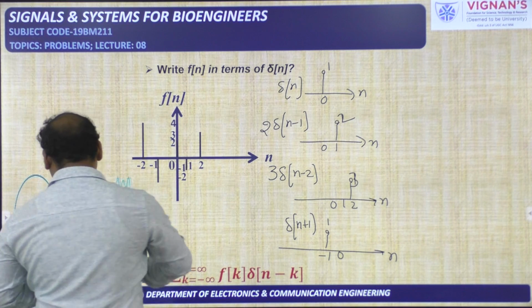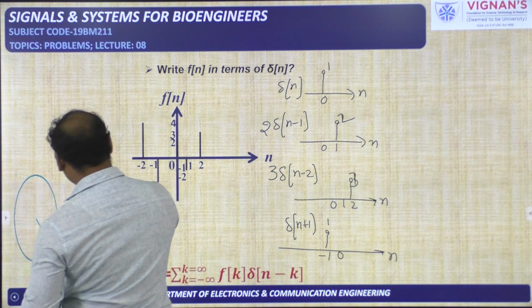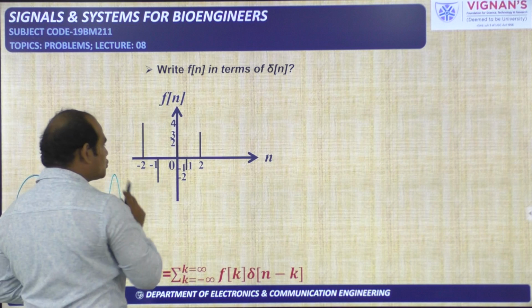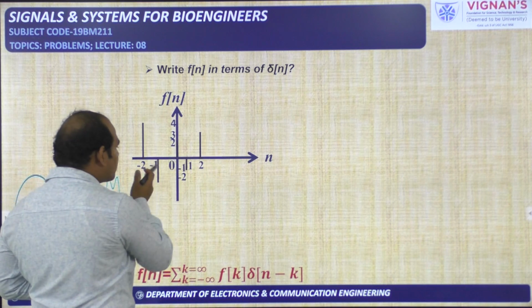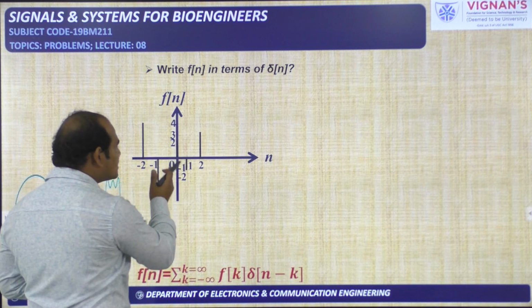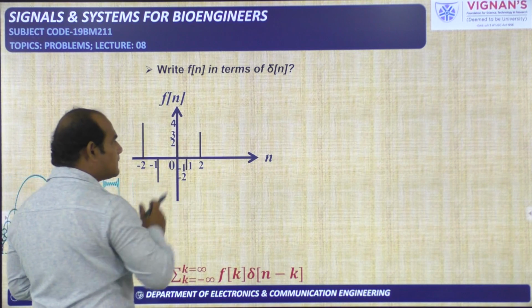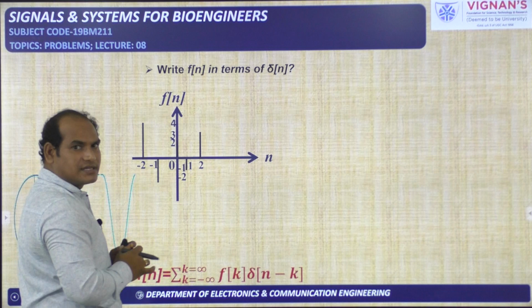This signal is nothing but a collection of 5 samples. Starting from here, at n is equal to minus 2, one sample is there. At n is equal to minus 1, another sample. At n is equal to 0, another sample. At n is equal to plus 1, another sample. At n is equal to plus 2, another sample. So 5 samples are there.